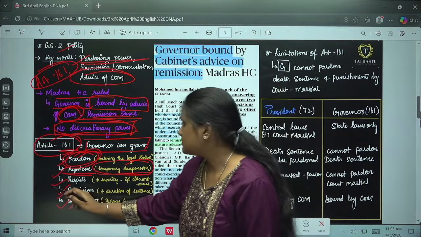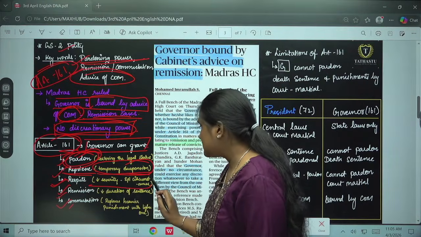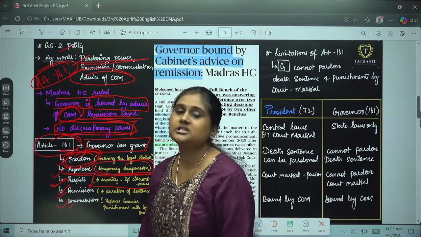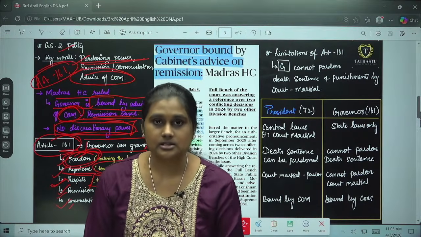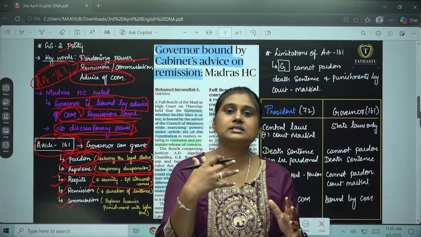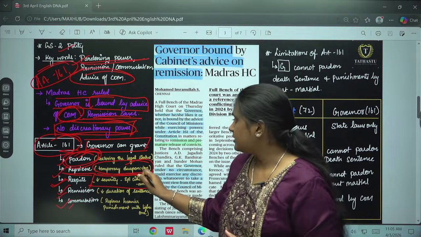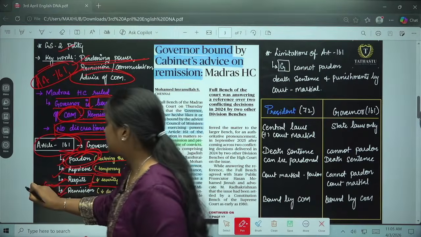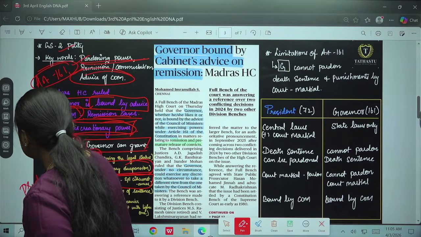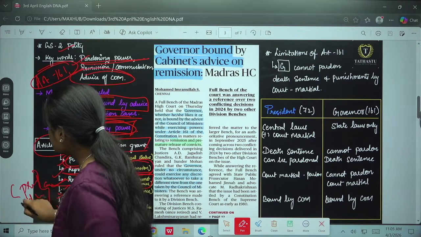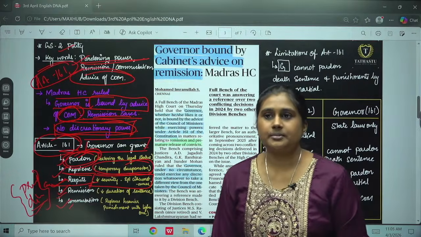When it comes to respite, they reduce the severity in cases of special circumstances like disabilities. The nature will be the same, but the severity will be reduced to a lower one. Based on special cases like pregnancy and disability, the respite will be applied.